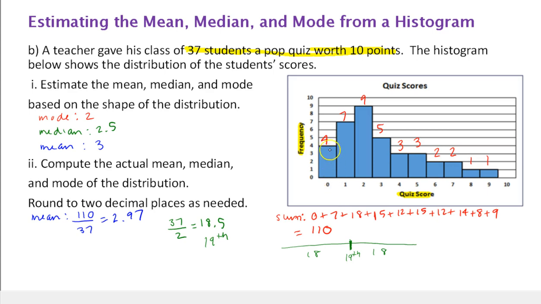So the first 4 entries are 0. Now if we add 4 and 7, we get 11. So the 5th through 11th values are 1. If we add 11 and 9, we get 20. So that means the 12th through 20th values are 2. Now we wanted the 19th value. So the 19th value falls in this bar, and our median is 2. Oh, and I have the wrong color again. Let's make it green.